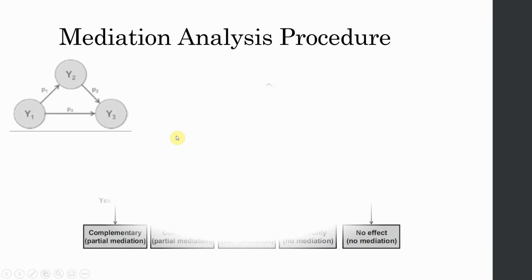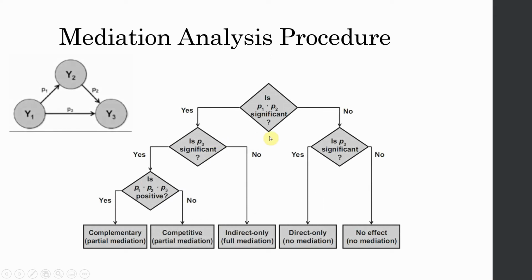Mediation analysis procedure. Now, what is the procedure of mediation analysis? Is P1 and P2 significant? Now, yes, they are significant. Then assess, is P3 significant? That is the direct relationship from your independent variable to your dependent variable, whereas P1 is your relationship from independent to mediator and P2 is your relationship from mediator to dependent.